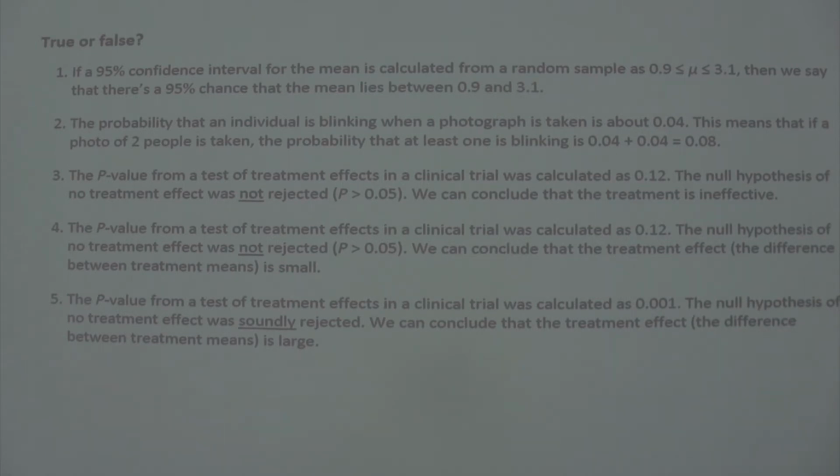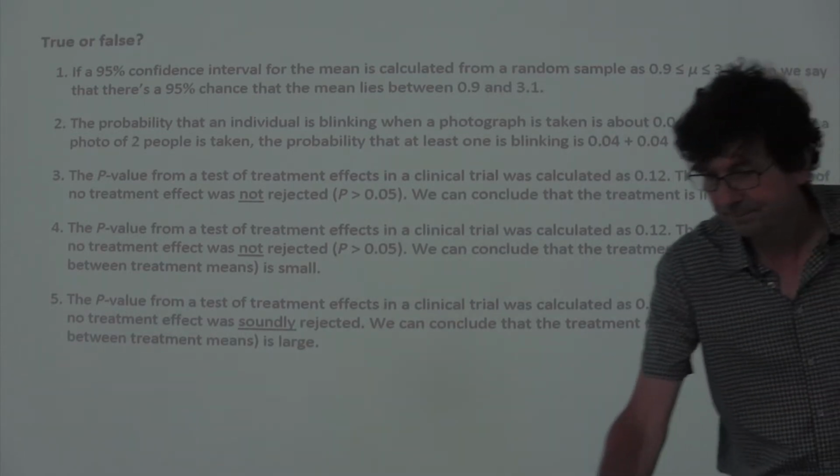The p-value from a test of treatment effects in a clinical trial was calculated as 0.001. The null hypothesis of no treatment effect was soundly rejected. We can conclude that the treatment effect, the difference between treatment means, is large. How many say true? How many say false? They're all false. Every single one of them is false.